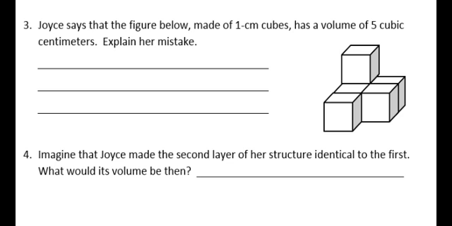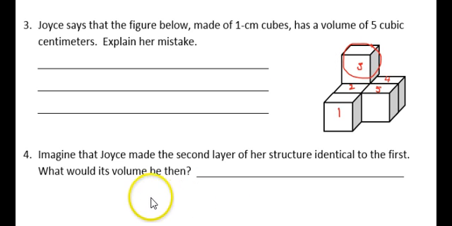The next question says, Joyce says that the figure below, made of 1 centimeter cubes, has a volume of 5 cubic centimeters, and we are to explain her mistake. Well, if we look at the picture, you can see how she might have come up with 5 cubic centimeters, because we have 1, 2, 3, 4, 5 cubes that we see. But this cube must be sitting on top of another cube. Logically thinking, it wouldn't be floating in midair, so there must be a cube under cube 3. That would give us a total of 6 cubes that make up the figure.